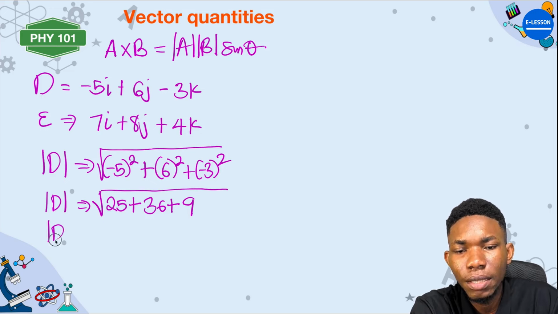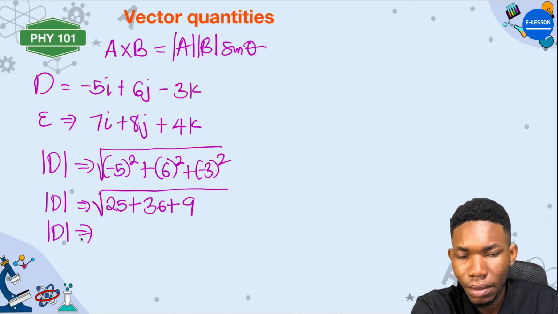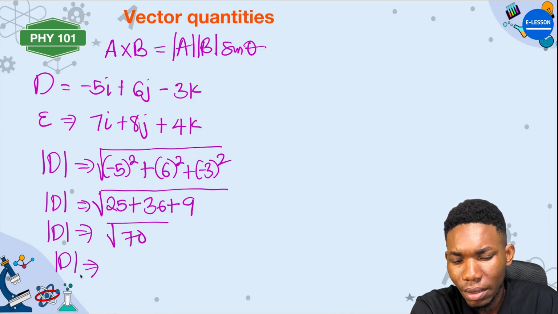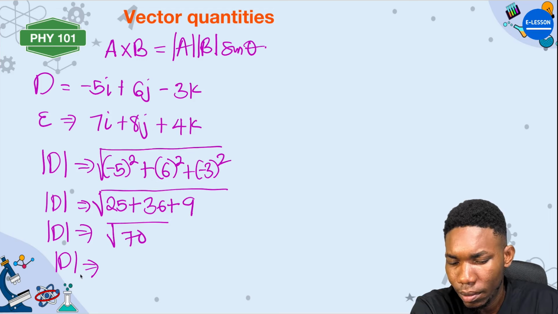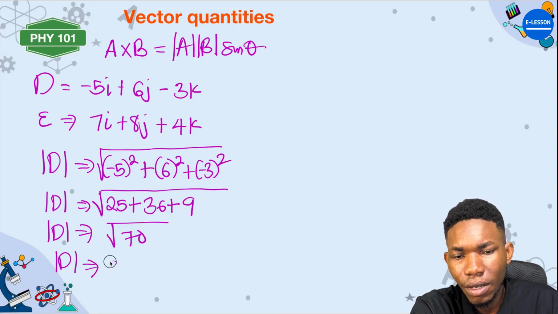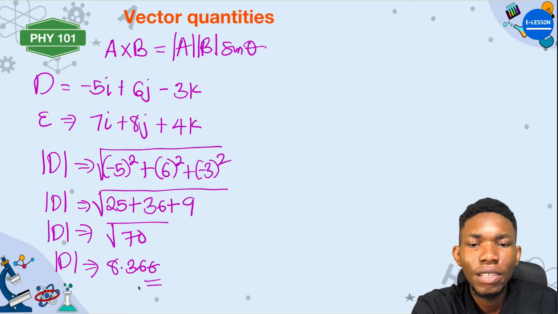So the magnitude of D will be 25 plus 36 plus 9, which is 70. So this will give us root 70. Now, my dear student, the magnitude of D will be the square root of 70, which gave us 8.366. All right, that is the magnitude of D.